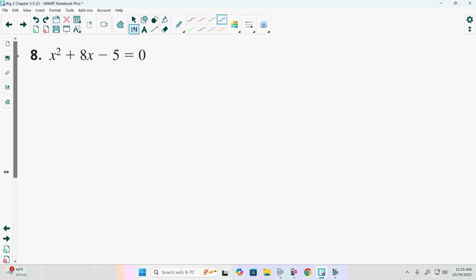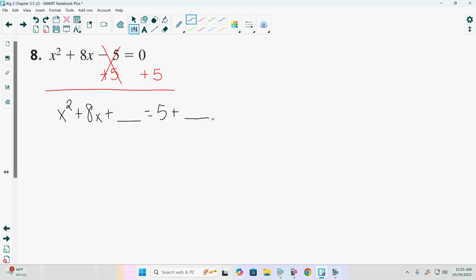So if we look at this here, is the number in front of x squared 1? Yes. If it is, we just move on to step 2. We want to get the variables on one side and our constant terms, our numbers without variables, on the other side. To do that, we're going to add 5 to both sides. That tells us we have x squared plus 8x plus blank is equal to 5 plus blank. So variables on one side, constant terms on the other, and we're going to leave 2 spaces.